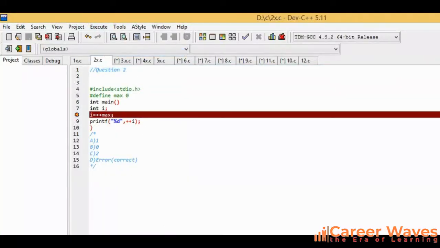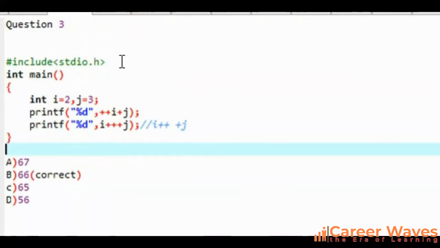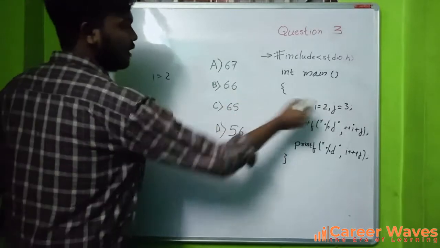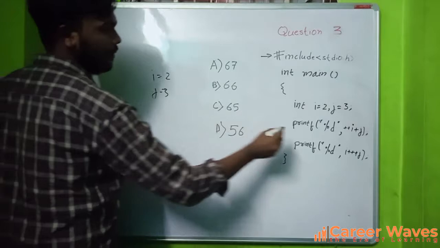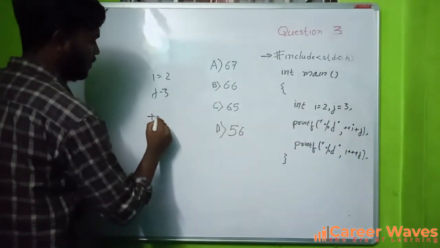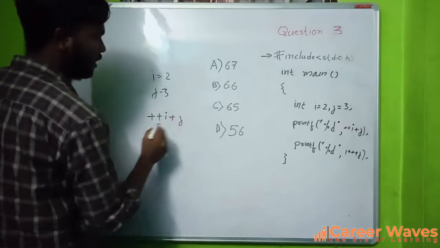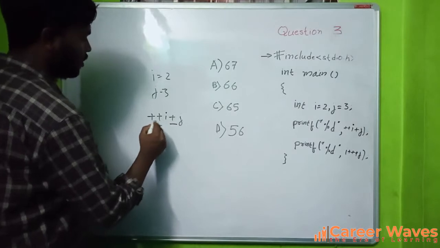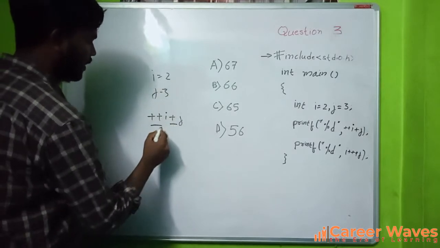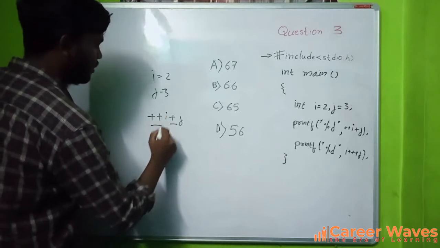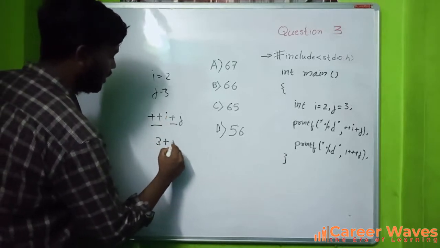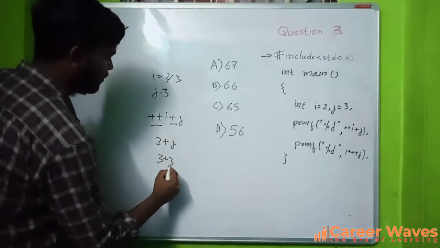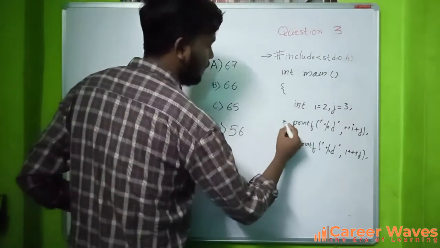As you can see, there is an error. Let us find the output for this question. For this code, i is equal to 2, j is 3. Print %d, ++i + j, but the precedence of ++ is higher than the + operator, so this will be resolved first. The value of i is 2, it will be incremented by 1, so i becomes 3, plus j. Here i is 3, the value of j is 3, so 3 plus 3 becomes 6. This line will print 6.